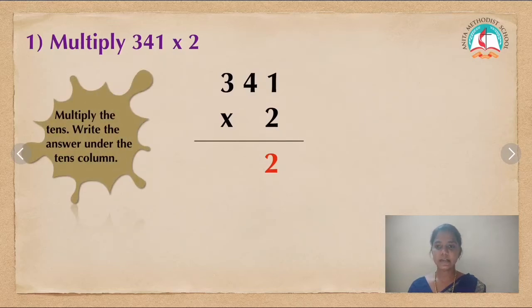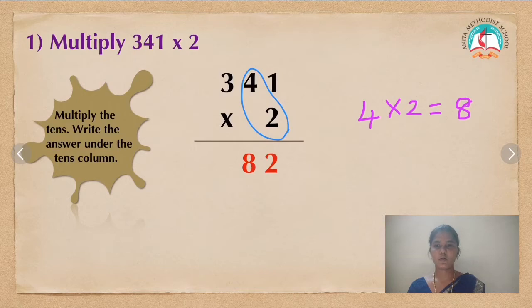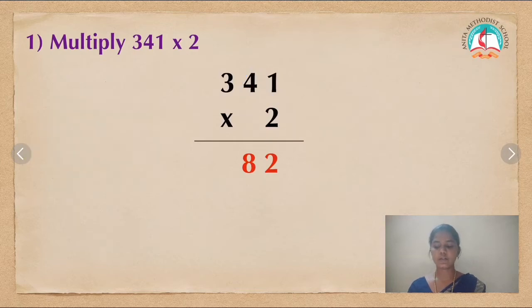Okay, so next step, multiply the tens. Okay, so here which is my tens place? So this is my tens place and a single digit. Okay, so tens place by the given digit. Okay, so that is 4 times 2. Okay, so 4 times 2 equals 8. Okay, so write that under the tens column. Okay, so now we will move on to the next step.